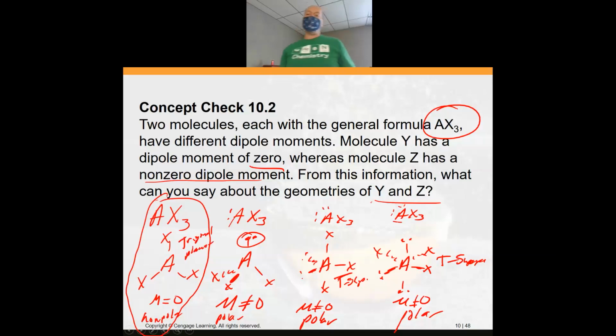All right, but the other one, well, it could be your tetrahedral where you have a trigonal pyramidal. It could also be five directions where it is T-shaped. It could also be six directions where it's T-shaped. They're probably not going to give this one as an answer since they didn't have it on their chart. But there are three choices for the polar. There's only one choice for the non-polar. It has to be a trigonal planar where you have perfectly symmetrical X's around the A.